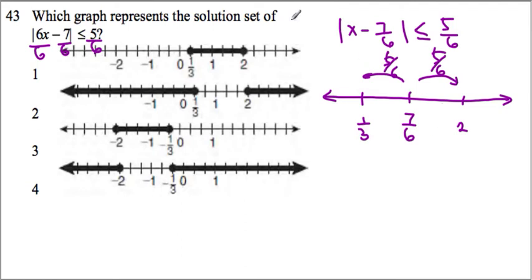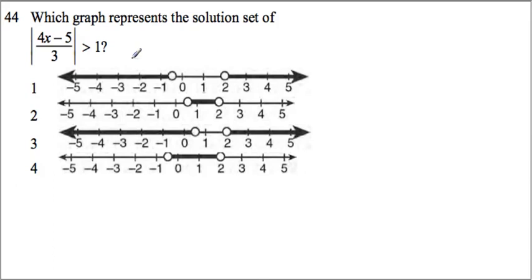Now, since we are looking for the distance from 7 over 6 to be less than 5 over 6, less than means we are looking at the values toward the center, which means right over here, since the center is right over here. Now, since we have the underline here, meaning equal to, we have to use the closed circle. There it goes. And which one of these represents this as an answer? Choice 1.